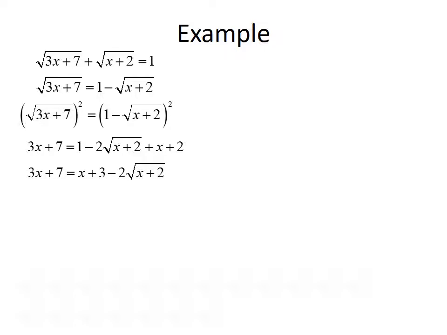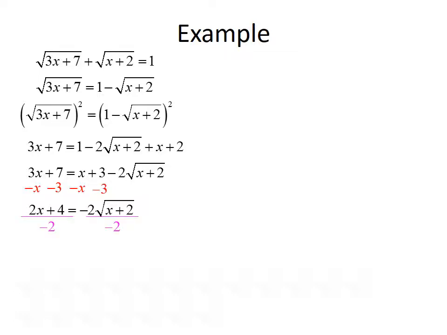Next, we're going to combine like terms on the right-hand side. So we'll have 3x plus 7 equals x plus 3 minus 2 times the square root of x plus 2. Now we want to isolate the other radical. We want to get the square root of x plus 2 by itself. So we will subtract x from both sides of the equation, and we'll subtract 3 from both sides of the equation. This gives us 2x plus 4 equals negative 2 times the square root of x plus 2.